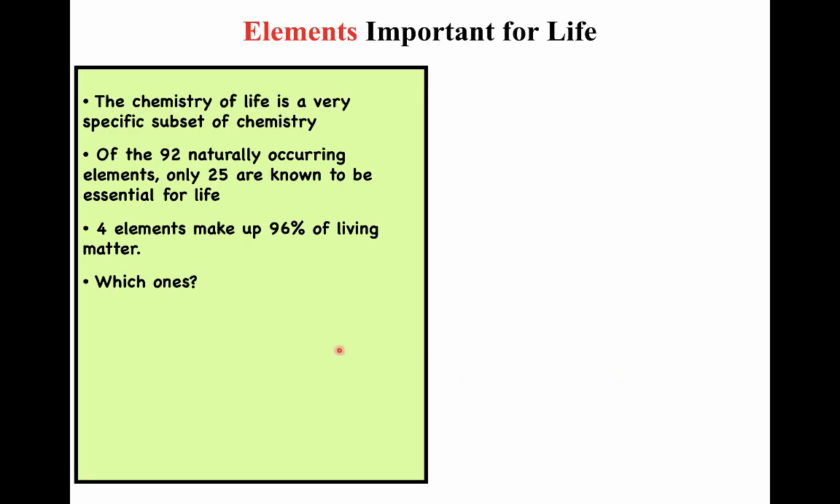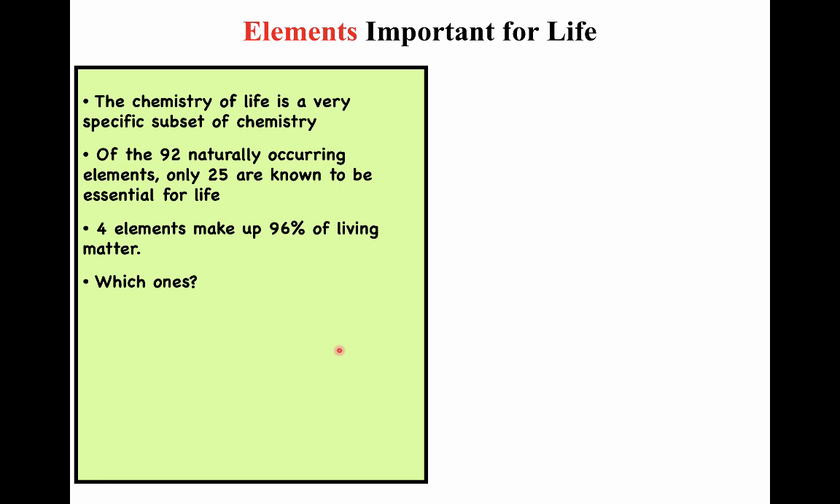So the chemistry in biology is actually a much smaller subset of all chemistry. Of the 92 elements found, and that number is actually probably lower than in reality now, only 25 are known to be essential for life. 4 elements make up 96% of living matter.